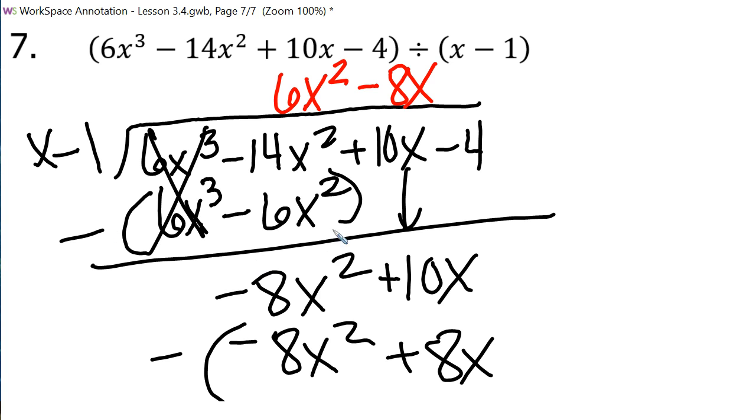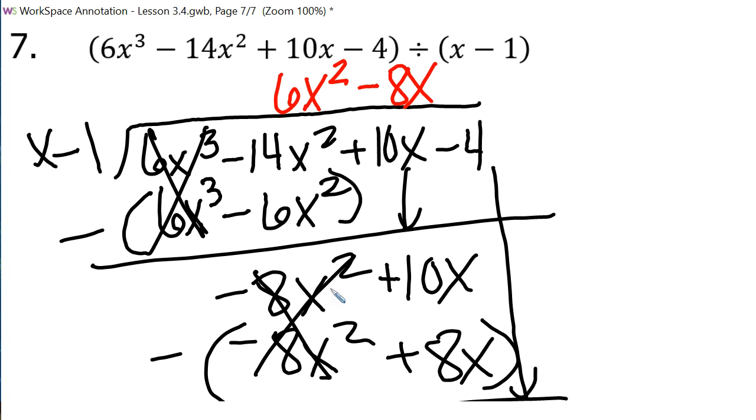Subtract these. And what happens when I subtract a negative? You get positive 8x squared, and negative 8x squared, positive 8x squared, those will cancel. And what is 10x minus 8x? 2x. What do I do next? Bring down a second term, bring down the minus 4. And last round, we have an x and a 2x. So what do I multiply x by to get the 2x? 2. So the last answer is 2.